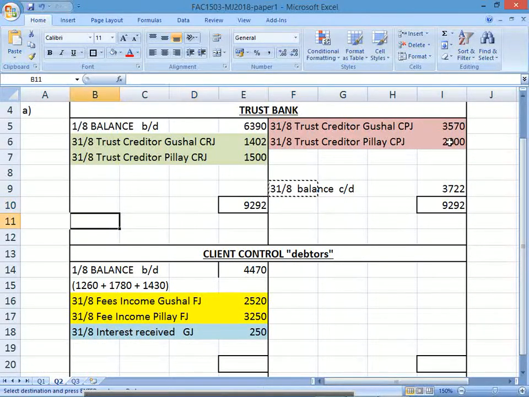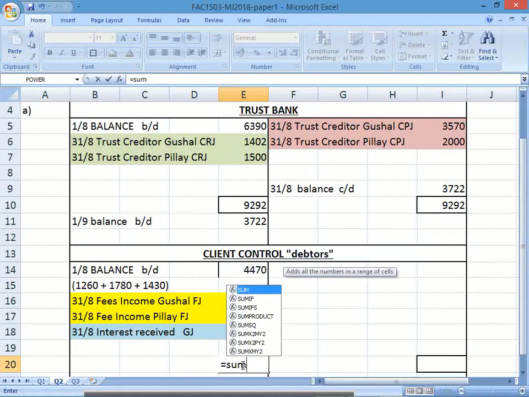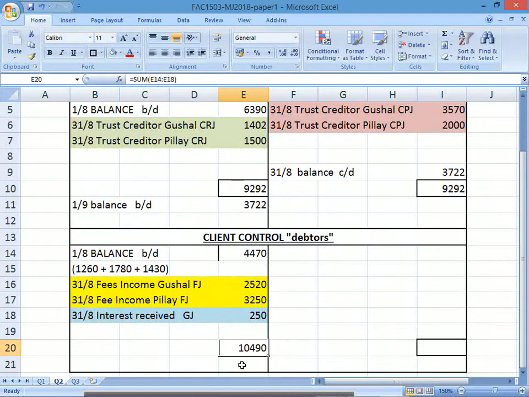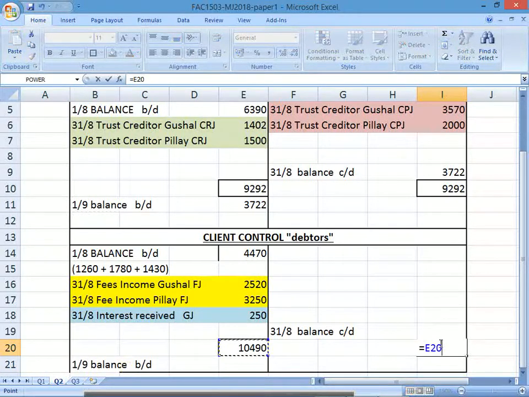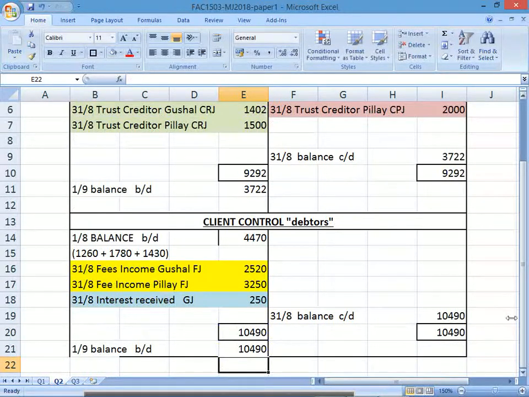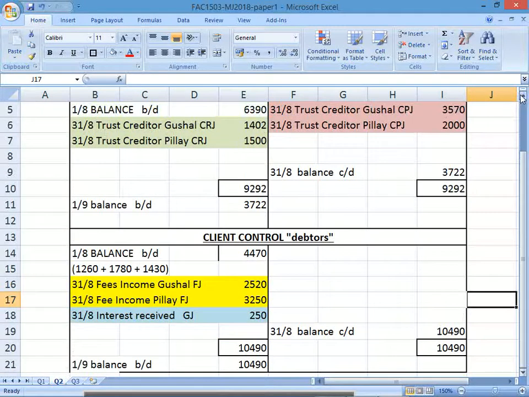Balance carried down, balance brought down. Same amounts. And then you do the same thing here. This is an easy one to balance. The total is the balance. There were no credits here. There could be if you received money, because then you would have debited the bank and you would have credited the client control. And that's it. 10 marks for doing those two T accounts.